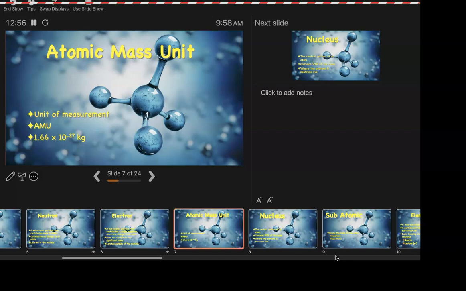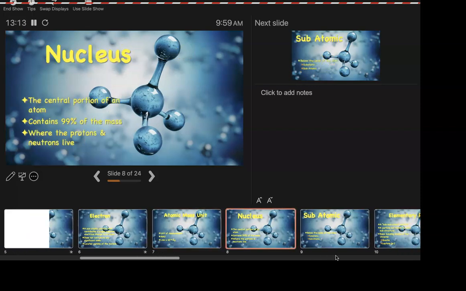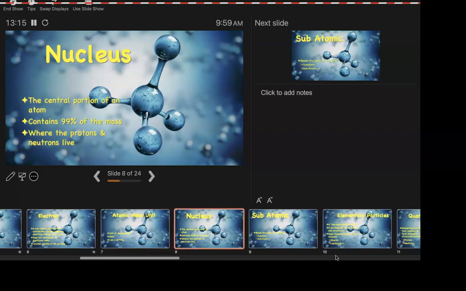I don't know if we're going to do cosmology this semester, but we might start talking about light years, and people get all freaked out because we're dealing with really big numbers. It's just another number. All right. Don't let the units scare you. So AMU, atomic mass unit. I do have a slide for nucleus. How about that? So it's a central portion of the atom, contains 99% of the mass, and it's where the protons and neutrons live. We good?